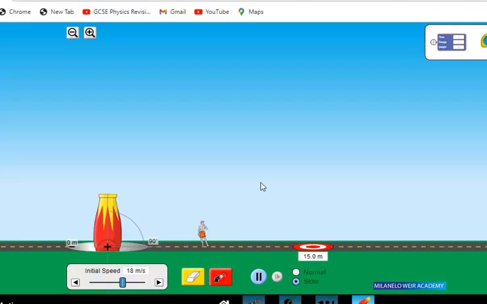Well, here is our simulation. The object will be fired from here vertically upwards. What we need to note here is the movement of the object, particularly its speed as it leaves from the point of release to the point where it now returns back. That's the most crucial thing.